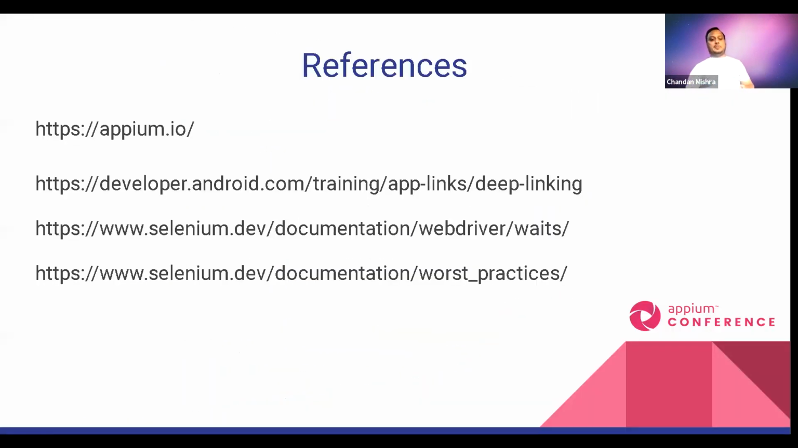These are the references: appium.io. Then there is a link for how to create app links. Then there is a link for different wait types, and then there is a link for worst practices. Before doing the good practices, you should know what the worst practices are, so you can get to know about them from here.